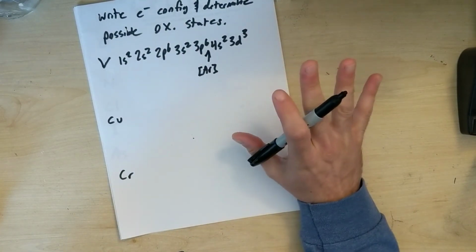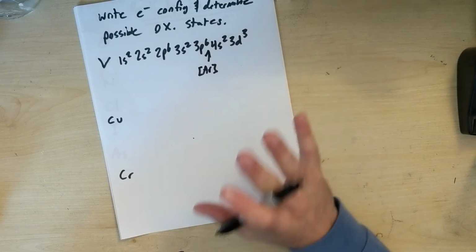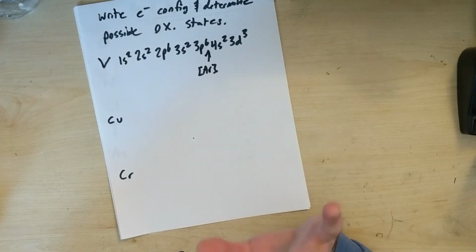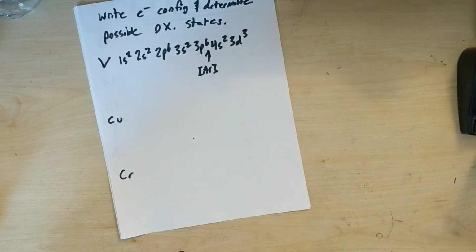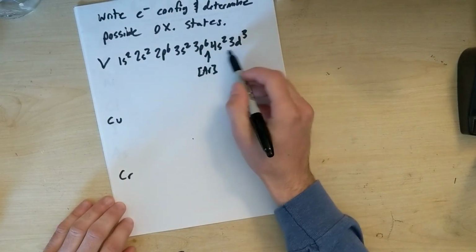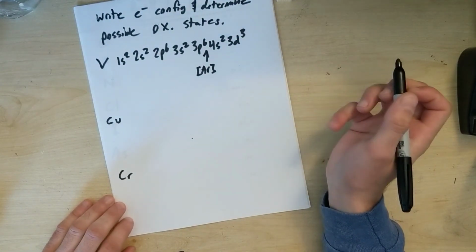Potential oxidation states. So when we think about oxidation, we're thinking about electrons being removed, right? So the question is what are the possible oxidation states that vanadium could actually exist in? So we're not saying what is the state, but what are the states? What are the possible states? And the way we determine that is based on these electrons right here, the valence electrons.